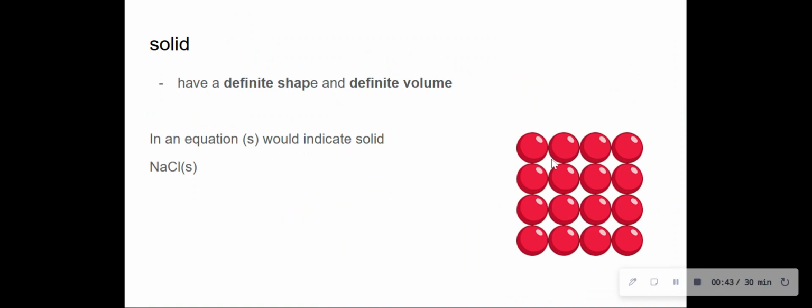So here we have it's really organized. It's just square, 4 by 4, definite shape, definite volume. It'll always maintain its shape. It'll always have the same amount. It'll always take up the same amount of space. And in a chemical equation, you would put an S in parentheses next to the compound or element. So that's a solid.